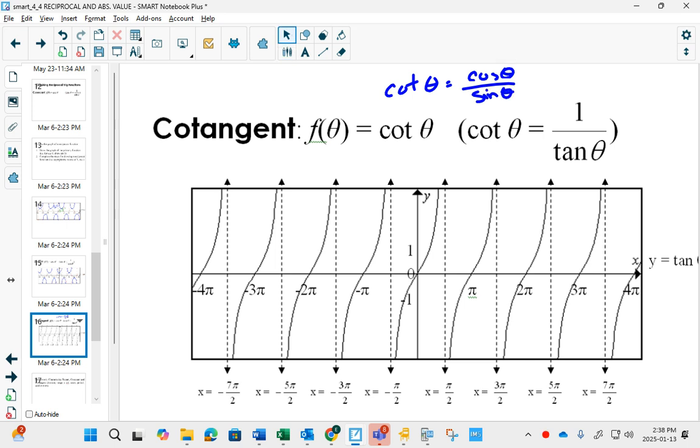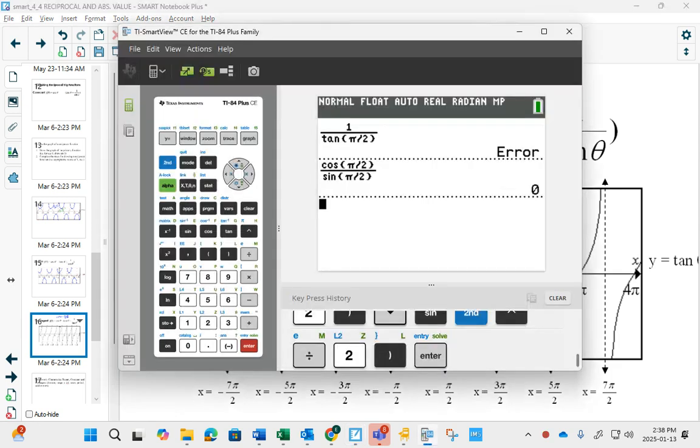Now this poses an interesting problem because if I go to my calculator, and I've got it up here already, if I do 1 over tan of pi over 2, that's not possible because pi over 2 is, on your unit circle, undefined for tan. So you can't do tan of pi over 2, you shouldn't be able to do 1 over tan of pi over 2. It's not allowed. But if I do cos of pi over 2 over sine of pi over 2, I get a number. I get that it's equal to 0.